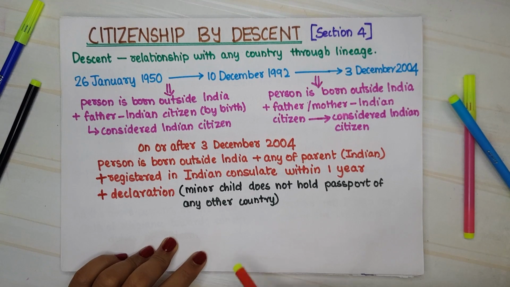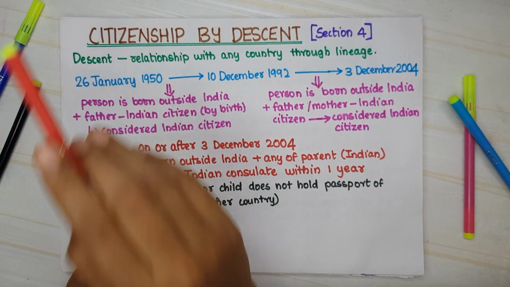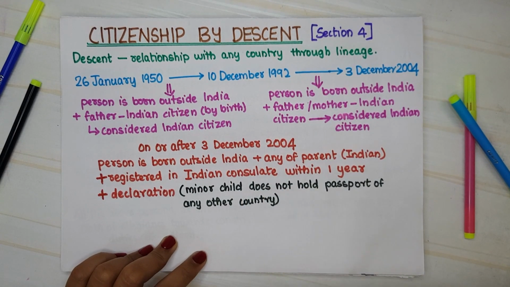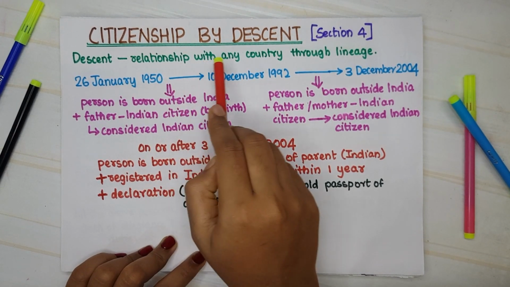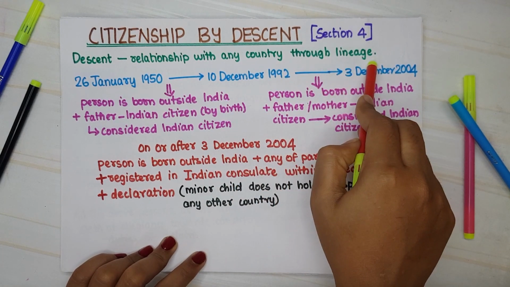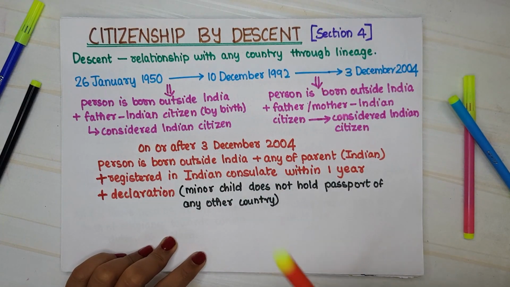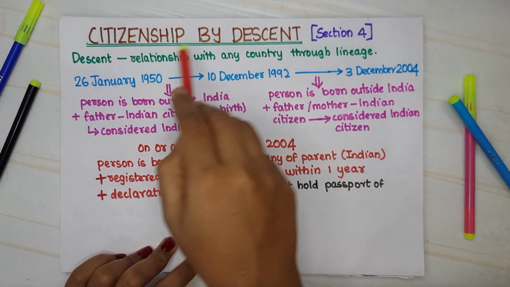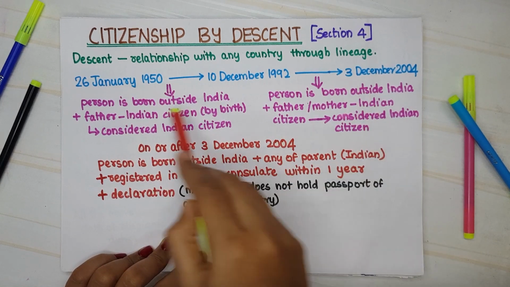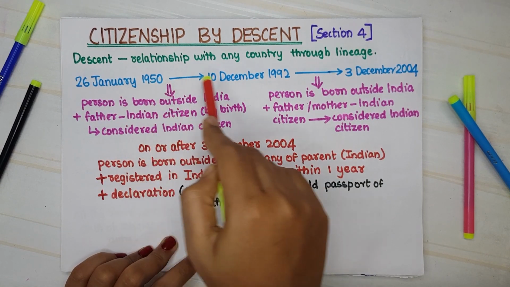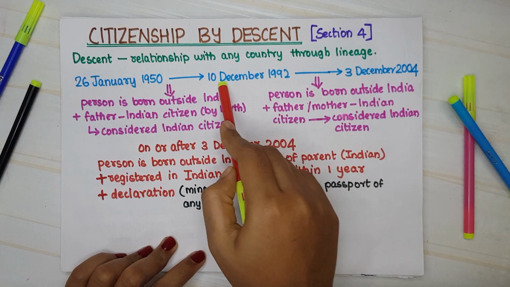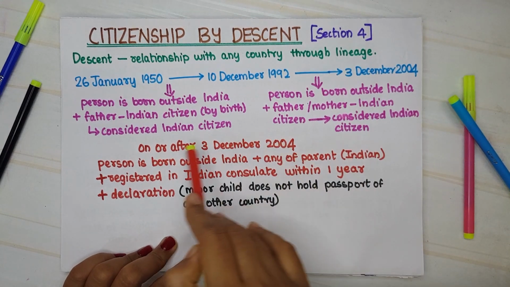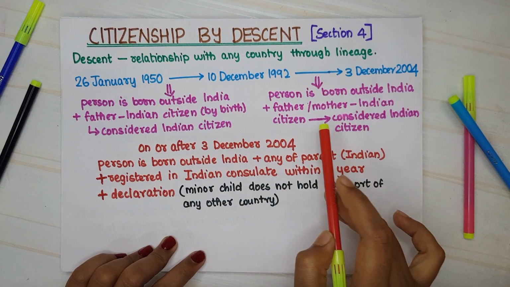Secondly, we are going to study the acquisition of citizenship by descent. But what is descent? Descent is the relationship of a person with any country through his or her lineage, that is, through his or her parents. Here also we are going to study citizenship acquisition in three timelines: from 26 January 1950 to 10 December 1992, then 10 December 1992 to 3rd December 2004, and the third on or after 3rd December 2004.